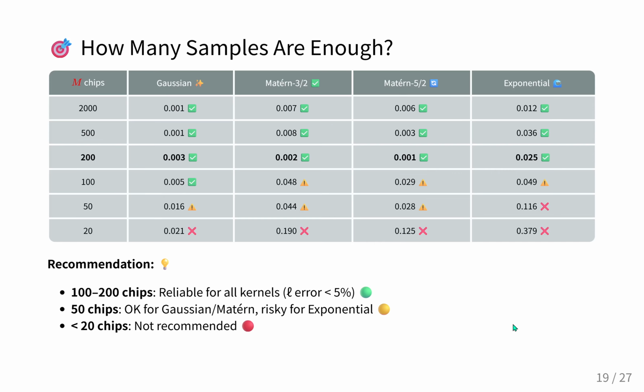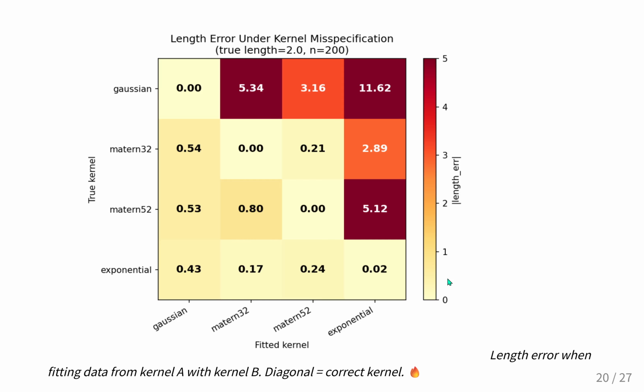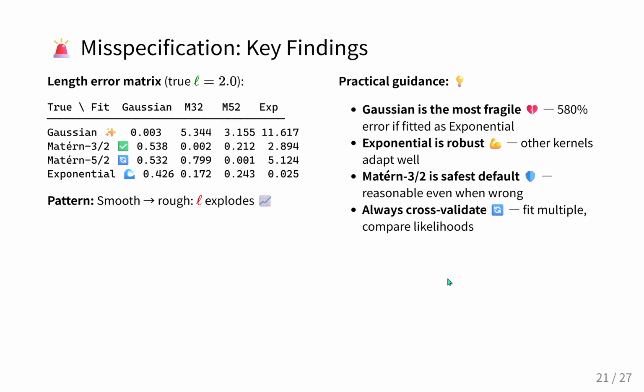So the ultimate playbook is 100 to 200 chips. Yeah. But how do you ensure you don't fall into that 580% misspecification trap we talked about? The source recommends a really smart cross-validation approach. You basically fit all 4 kernels to your data, and then you compare their log marginal likelihoods, and you pick the winner.